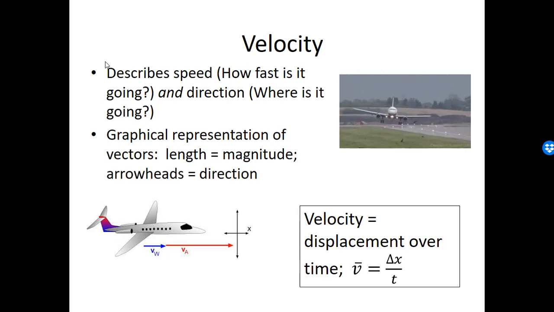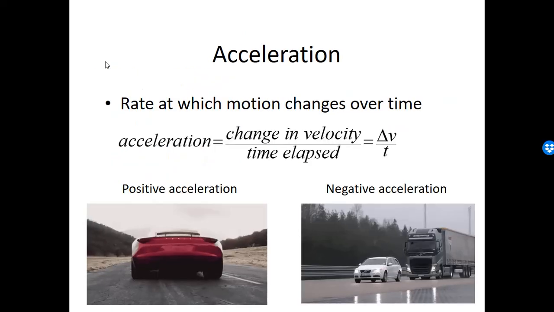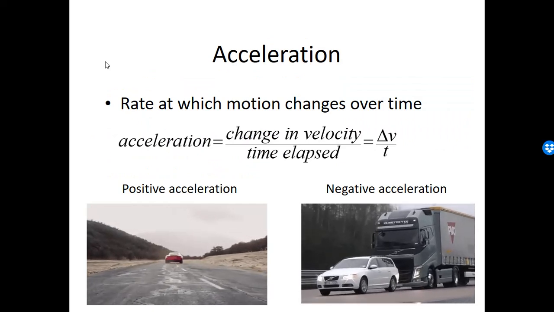You can see the formula for average velocity is displacement over time. Displacement is delta x. That triangle in front of the x is a delta symbol. It's a Greek letter, and delta means change in. So that would be your change in position over time. That's your average velocity. And our final term that we're going to deal with is acceleration.